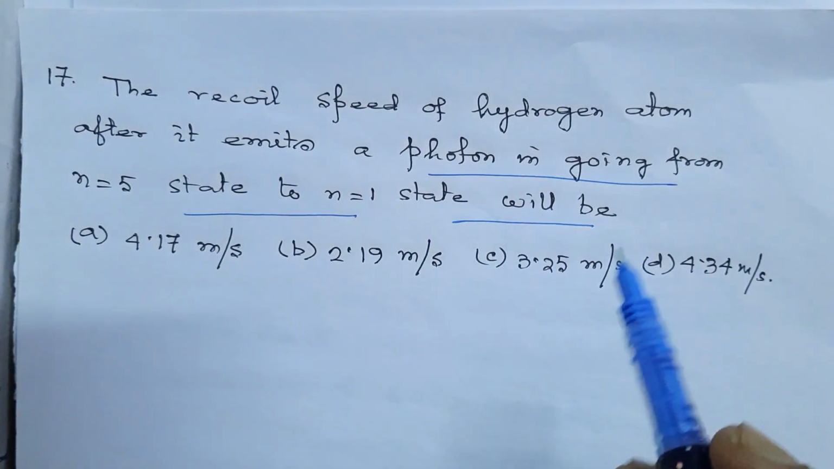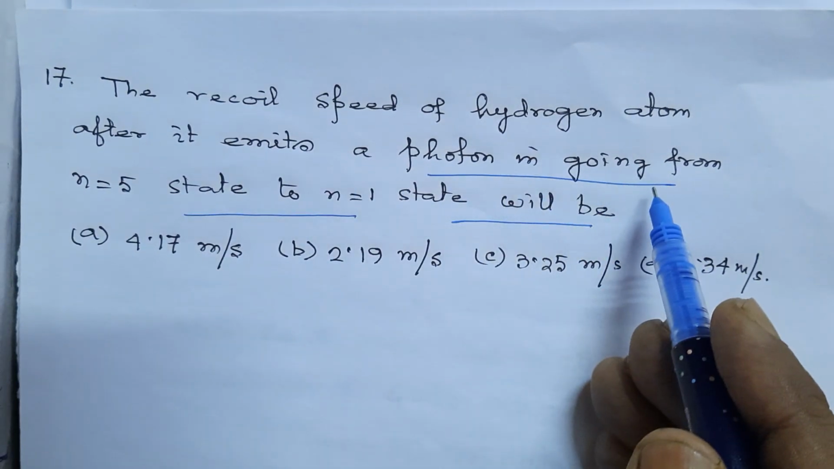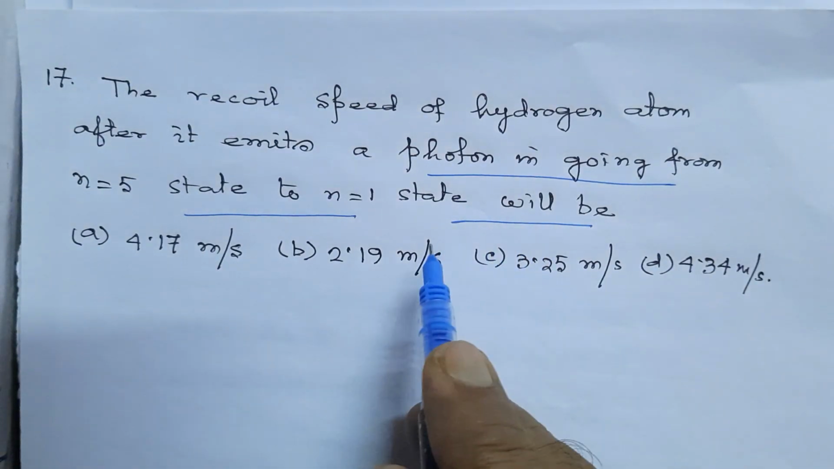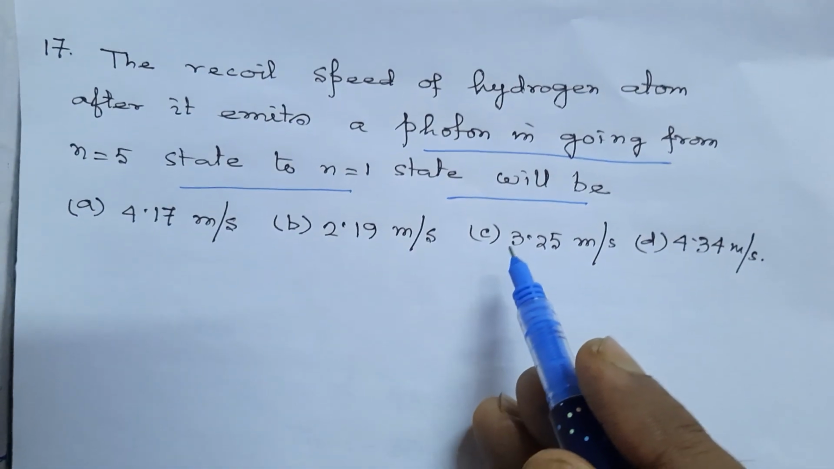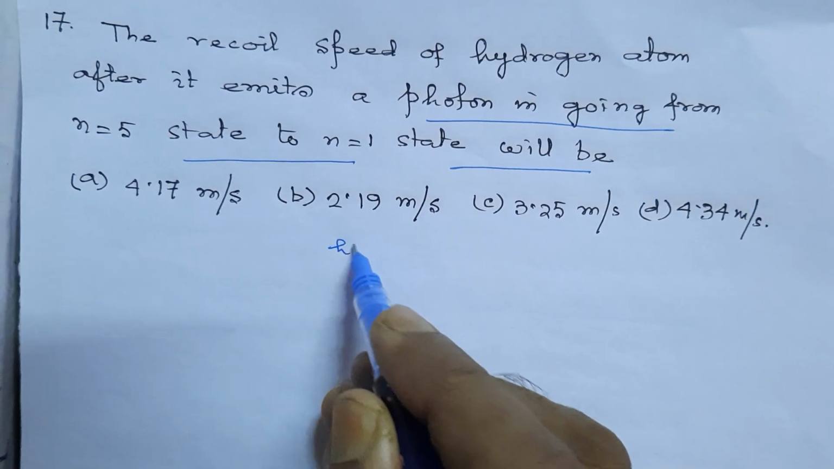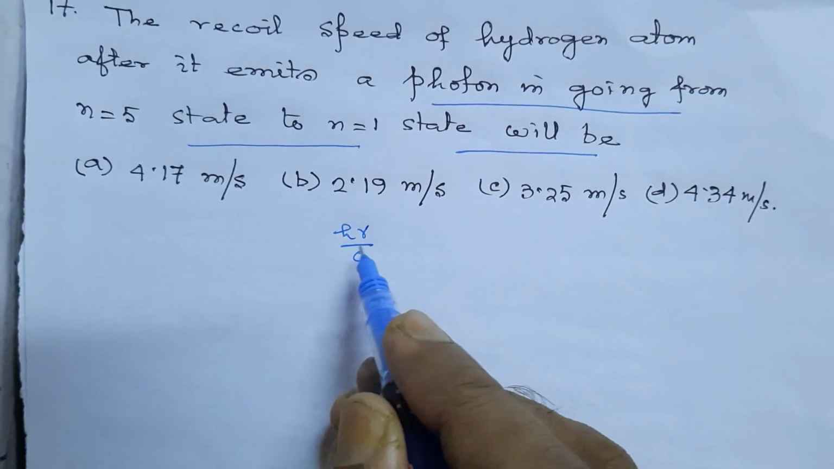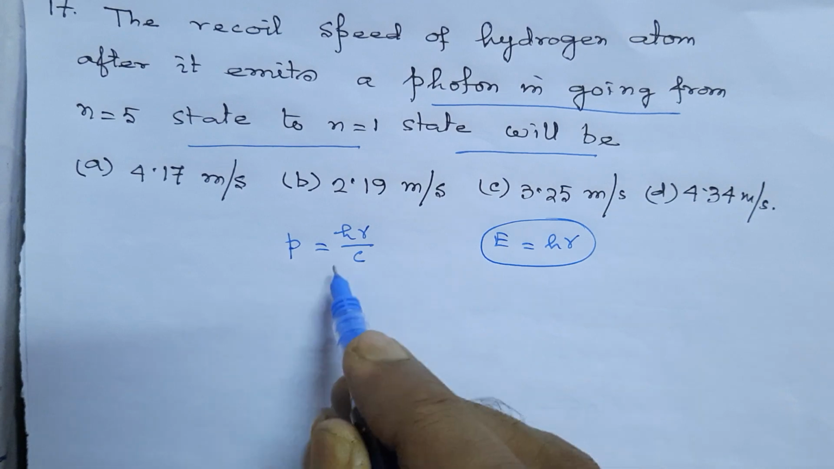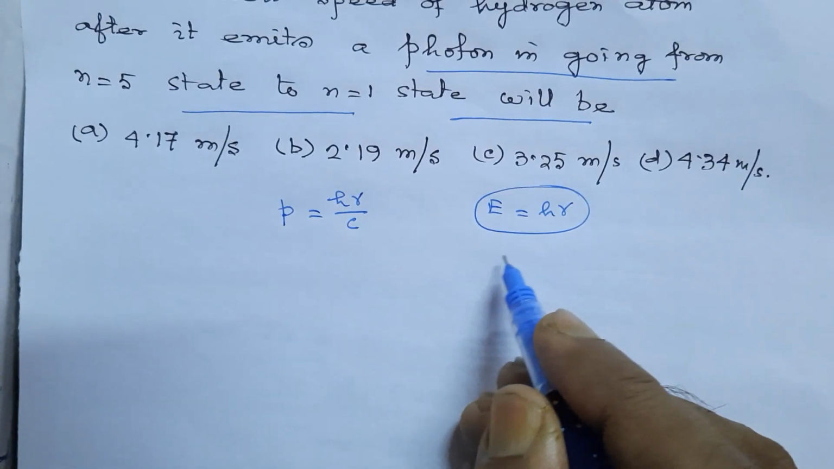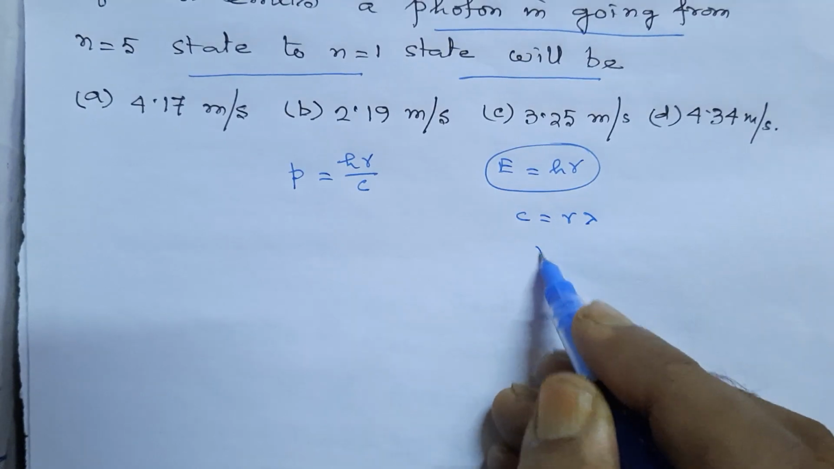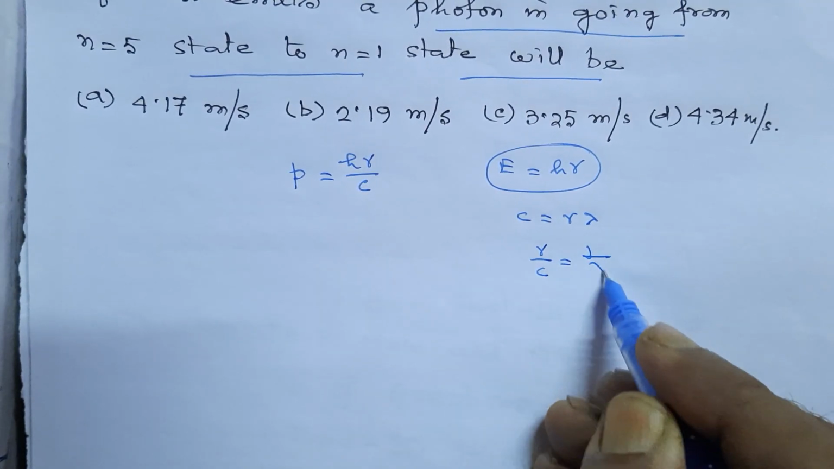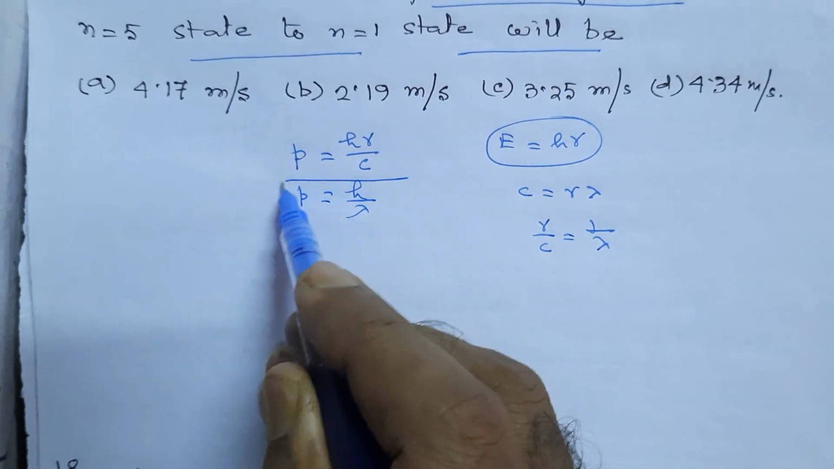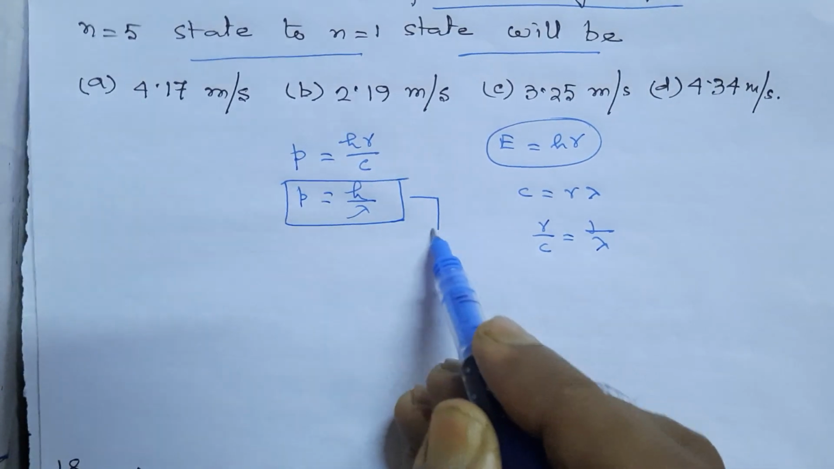Recoil speed of a hydrogen atom when it emits a photon. When it is emitting a photon, it will get recoil speed due to the back momentum. Energy carried by the photon is h nu, so the momentum carried by the photon is h nu by c. And we know c equals nu lambda, so nu by c equals 1 by lambda. So this is h by lambda, the momentum carried by the photon.